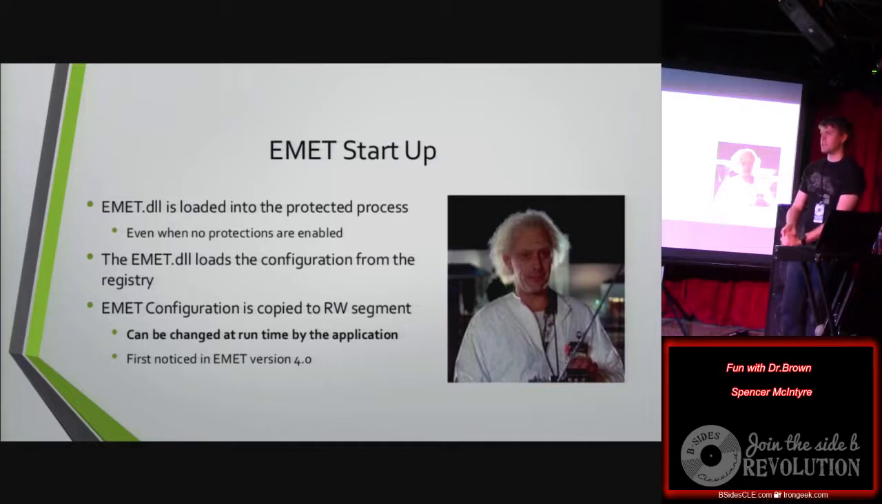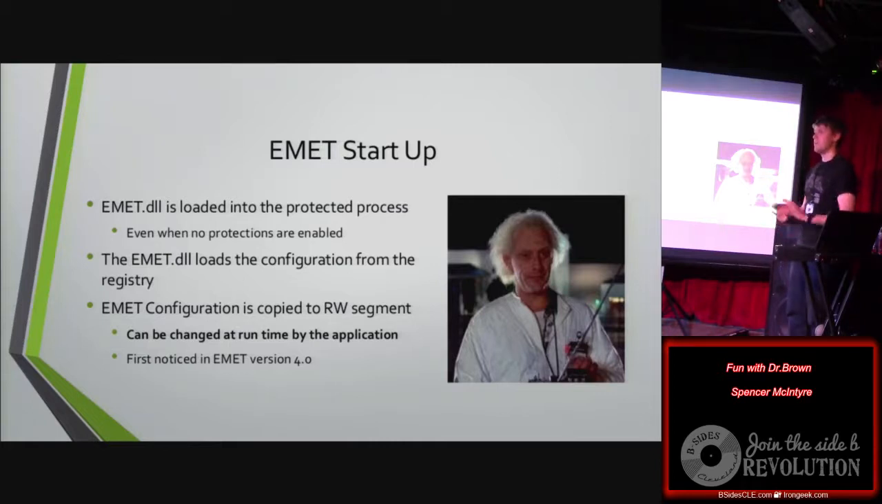So, a little bit of background. When EMET starts up and is protecting an application, it loads the EMET DLL into the application that it is protecting. As part of that DLL's load routine, it gathers the configuration from the GUI that we saw earlier. All of those settings are stored in the registry. When that DLL starts up, it copies those settings and the configuration into the address space of the application that it is protecting. So it has the configuration and it knows what to do.